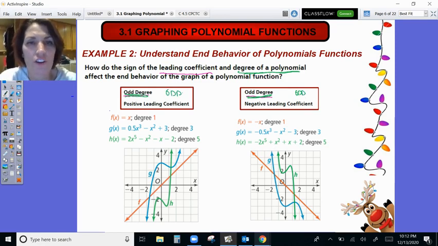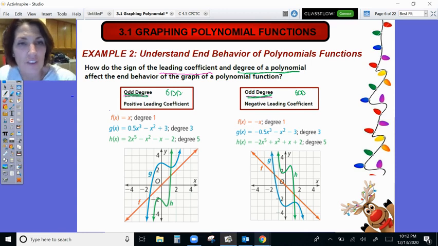If they ask you if it's an odd or even function, that's how you tell: if it has a highest power of an odd or even. Okay, and I want you to notice what the ends are doing. They're going in opposite directions. So if the degree is odd, my ends are going to be doing opposite things.